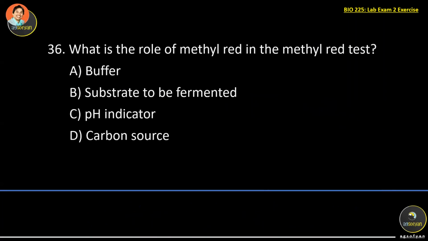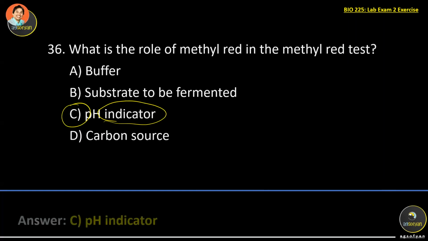What is the role of methyl red in the methyl red test? What is it used for? Of course, this is an indicator, a pH change indicator. If the pH changes, then the color will also change. If the pH stays the same, the color stays the same, which is yellow in this case.